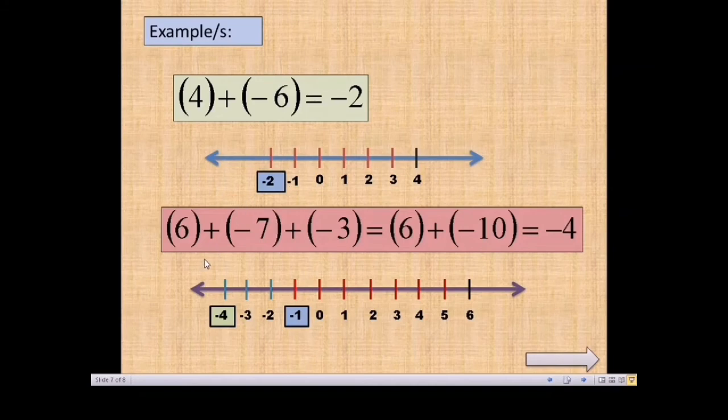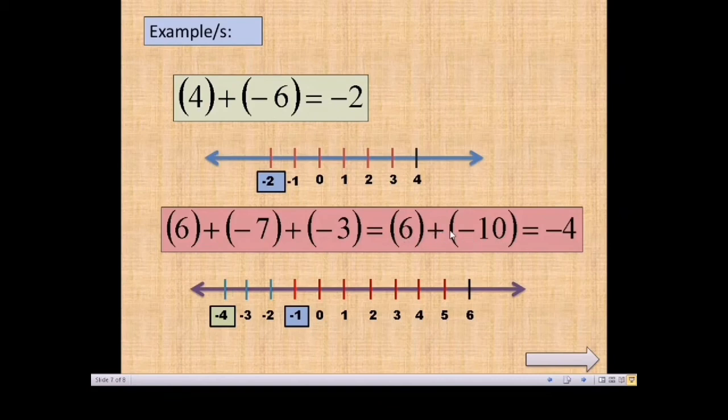So let's now proceed to the second example. We have here 6 plus negative 7 plus negative 3. So in here, I only put first the 6 since the 7 and 3 both have the same sign, which is negative sign. So if we have negative sign, we can automatically add the numbers involved, which is 7 plus 3, we have 10, and you can copy its negative sign. That's why we have negative 10.